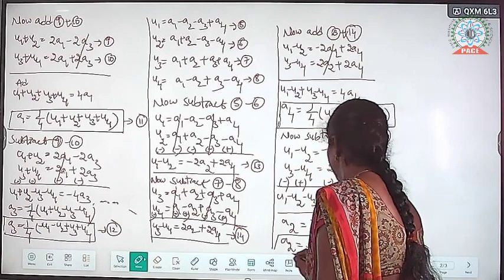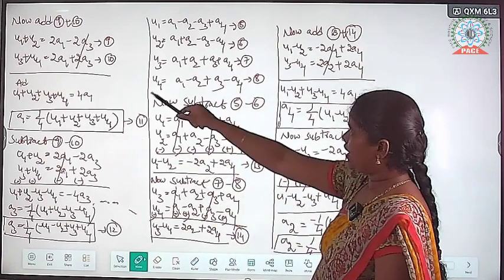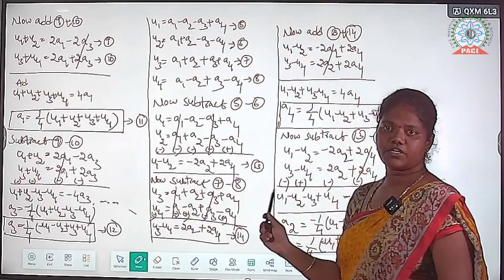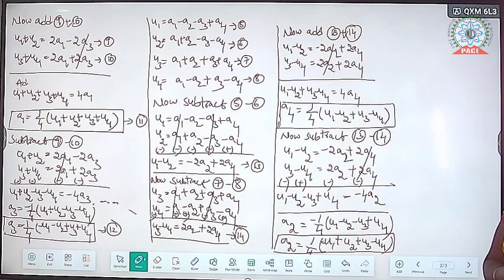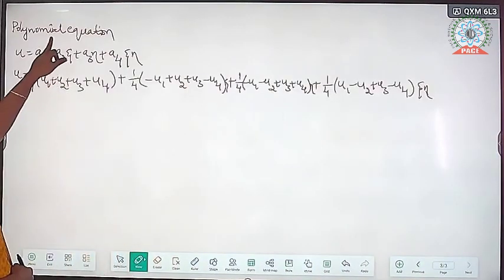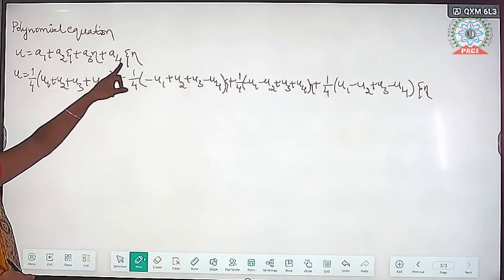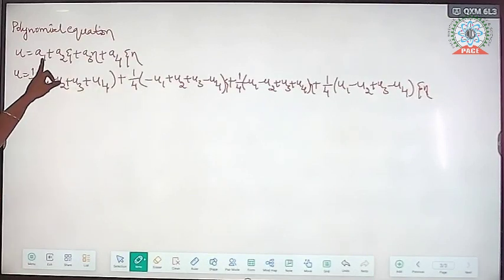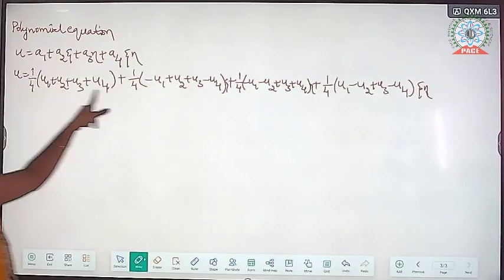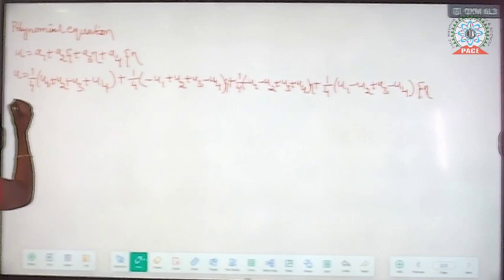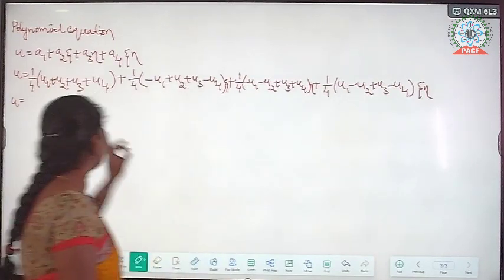Now we have to substitute these four coefficient equations a1, a2, a3 and a4 in the polynomial equation. So this is the polynomial equation. U is equal to a1 plus a2 into xi plus a3 into eta plus a4 into xi eta. Substitute those a1, a2, a3, a4 coefficients in this polynomial equation. Now we have to multiply these terms. So this is the xi eta and xi eta. So here u1, u2, u3, u4 are all common terms.